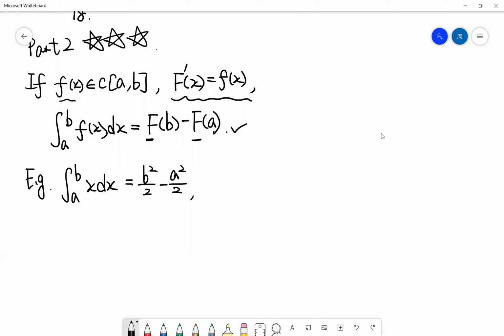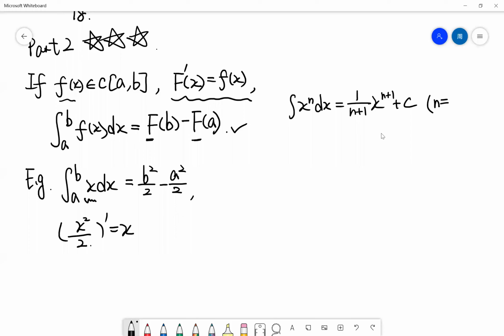We have recited many formulas. So here, the function is x. Which function's derivative equals x? Just find one. I think you guys can find it. That is x squared by 2, right? You can use the formula we have learned, the integral of x to the power n dx equals 1 by n plus 1, x to the power n plus 1, plus c, and here n shouldn't be minus 1, okay?